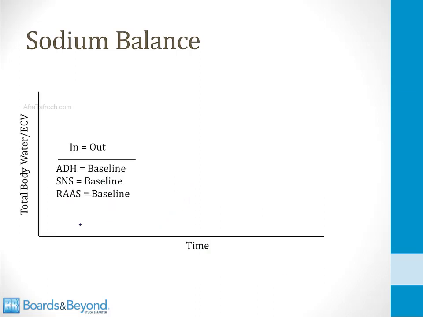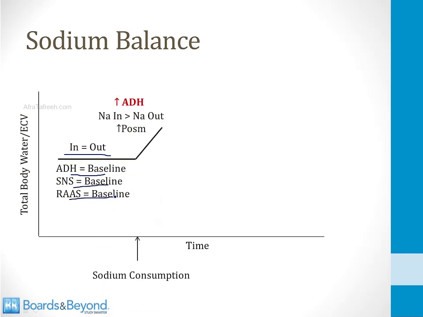Let's return to this graph one final time, and once again, let's begin in a state of sodium balance where sodium in equals sodium out. At this point, our ADH level is at baseline, and the activity of our sympathetic nervous system and RAS systems are also at baseline. We then begin consuming excess sodium.